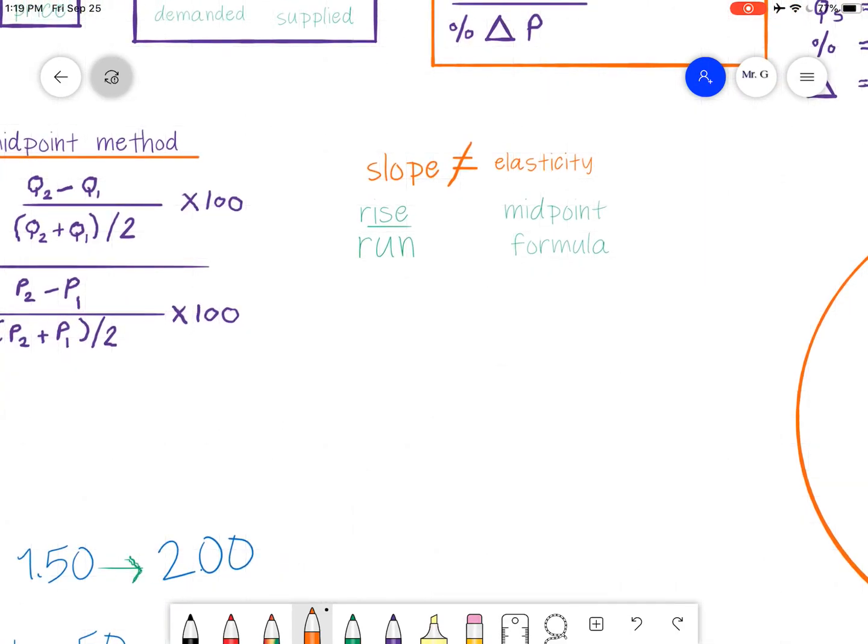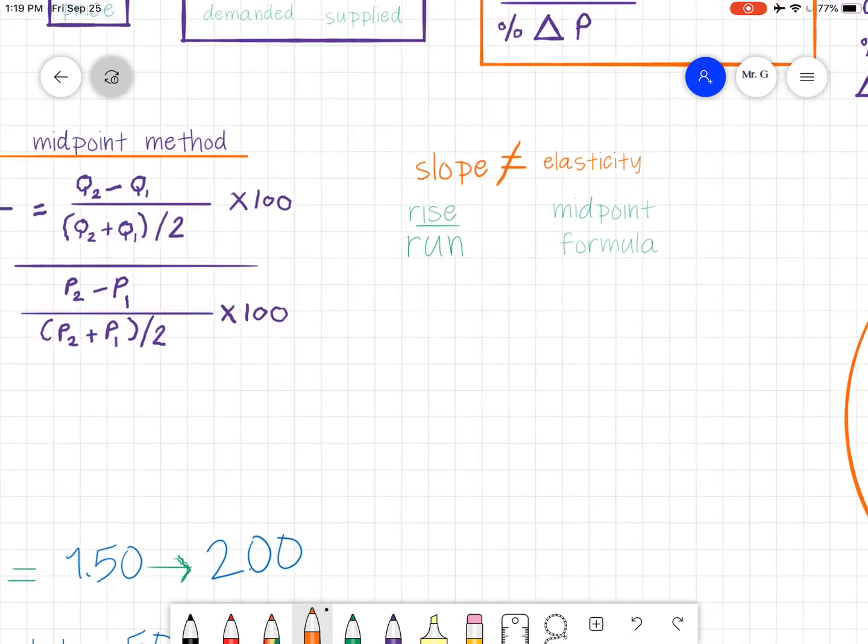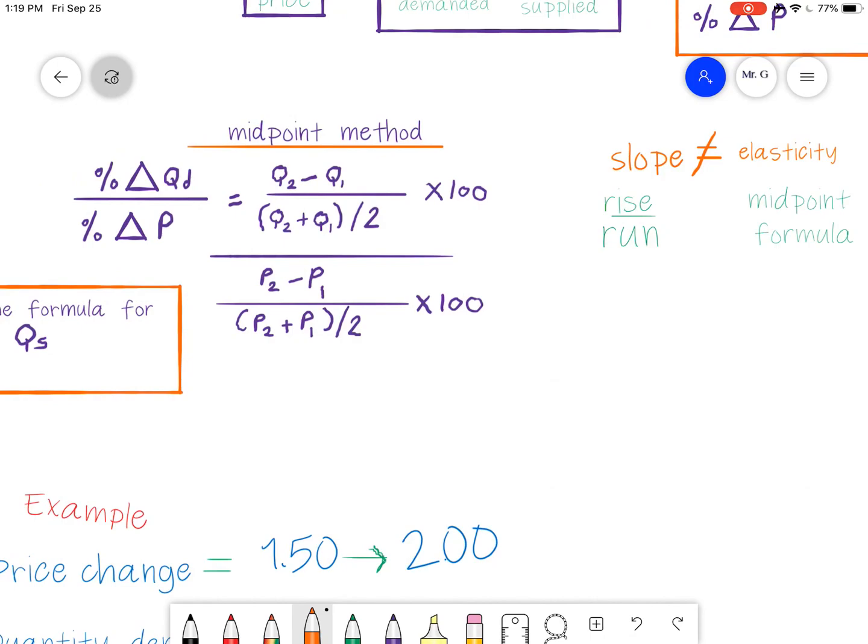Some people get confused and think elasticity is the same as slope. It is not the same as slope. Elasticity is not equal to slope. Slope is rise over run, and you can calculate that at any point. For elasticity, we're using our midpoint formula, and we're calculating the percentage changes given certain points.